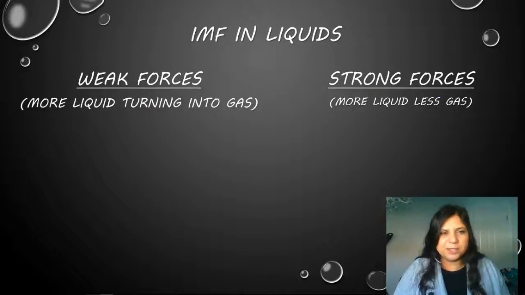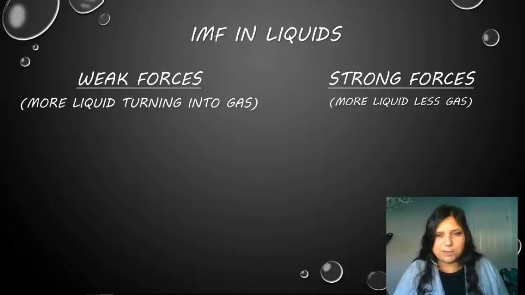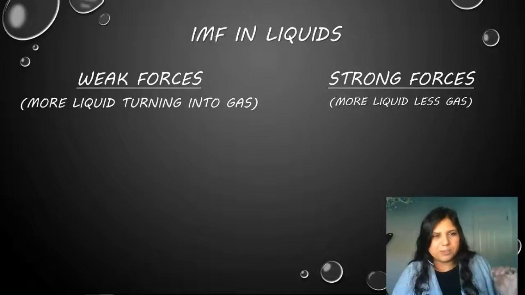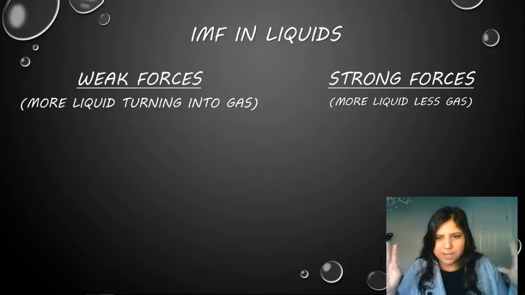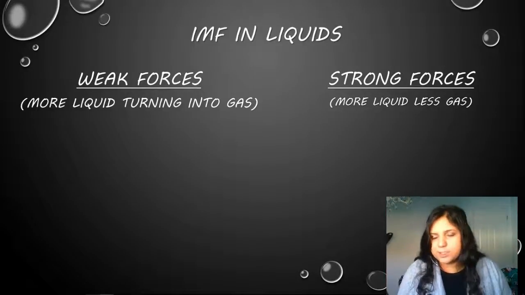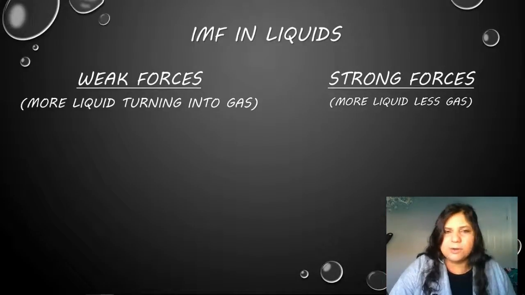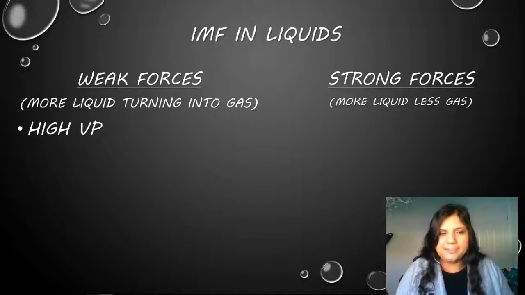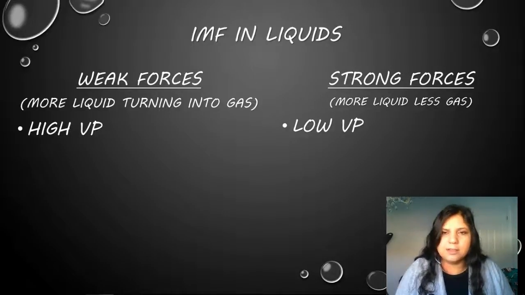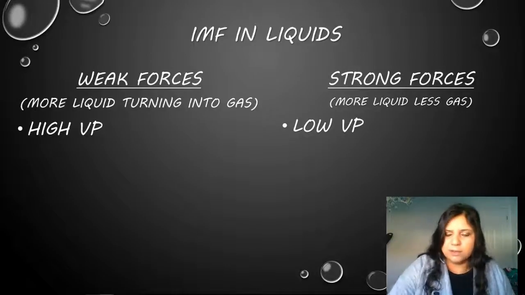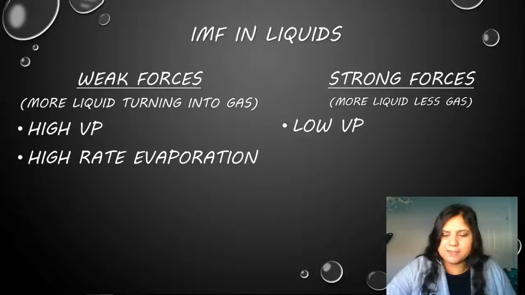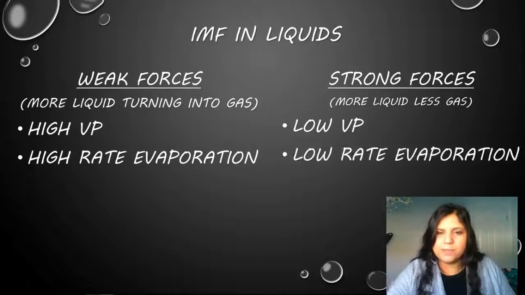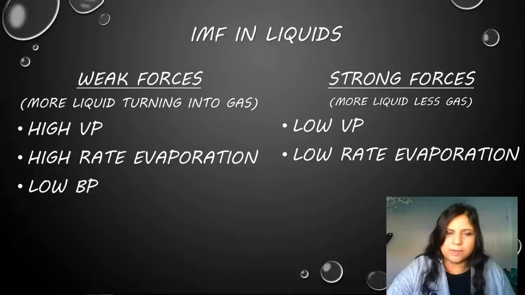Alright, in terms of intermolecular forces, we need to remember this. With weak forces, we will have more liquid turning into gas, so it's not as strong. It's going to vaporize more. For the strong forces, you're going to get less gas. And so weak forces have high vapor pressures. Strong intermolecular forces have low vapor pressures. Weak intermolecular forces have a high evaporation rate, so they evaporate quickly, whereas strong forces have a low one.